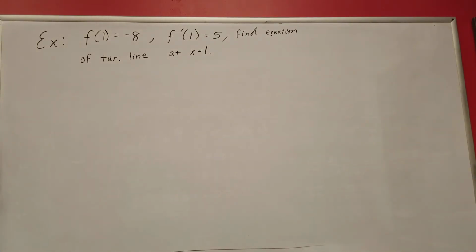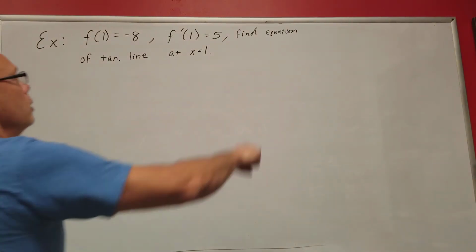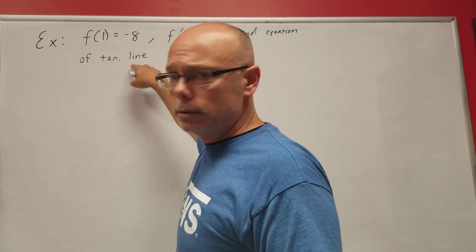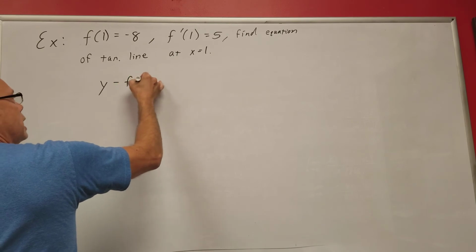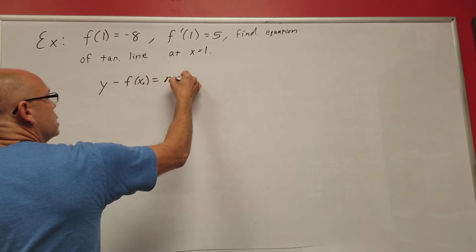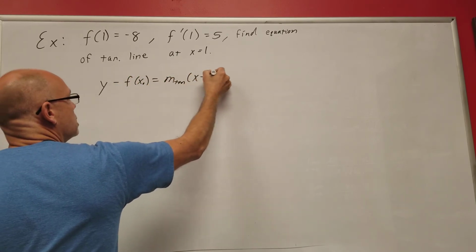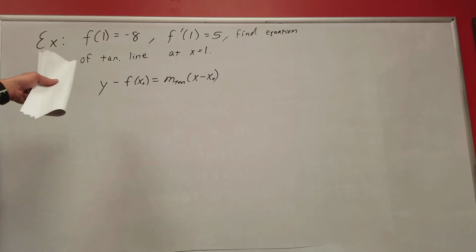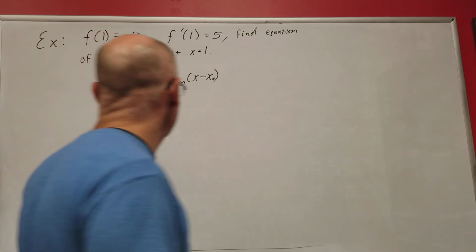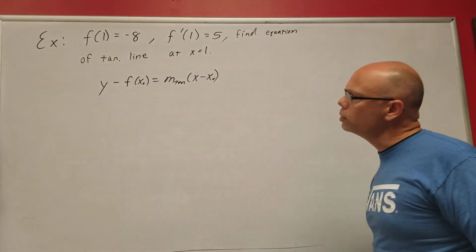All right, so what am I looking for? I'm looking for the equation of the tangent line. First thing you should think of with the equation of a tangent line is y minus f at x naught is equal to m tan times x minus x naught. But wait a minute, I don't have an equation here. My function's not written as an equation. That really doesn't matter here, because look at what they do give you.